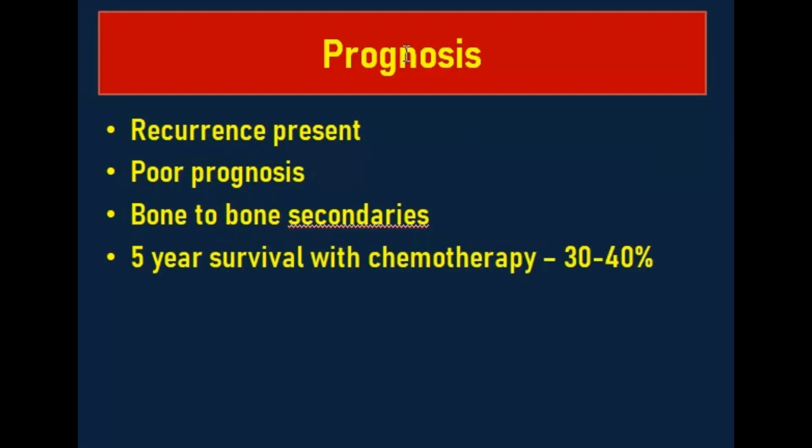Now, if you look at the prognosis, there is a high chance for recurrence for this tumor, and this tumor overall has a very poor prognosis. Bone to bone secondaries may be present, which means that if it appears in one bone, it could spread to some other bone as a secondary. And 5 year survival with chemotherapy is approximately 30 to 40%.